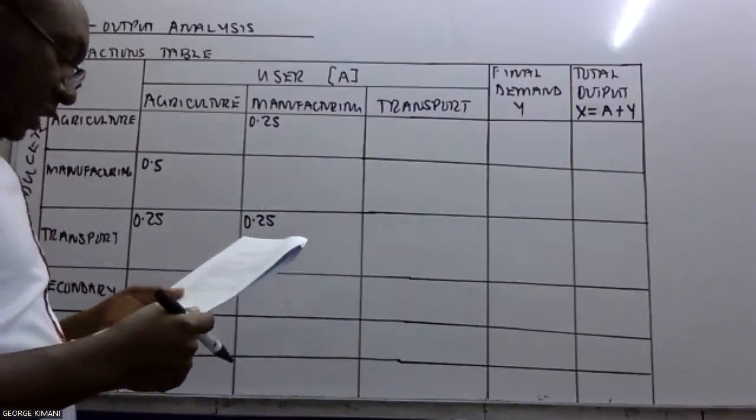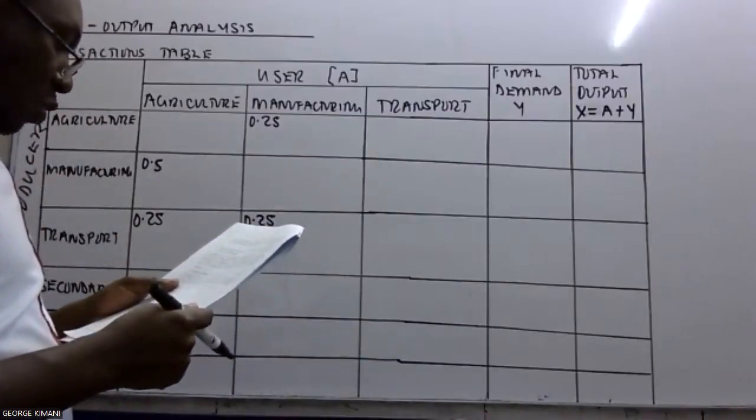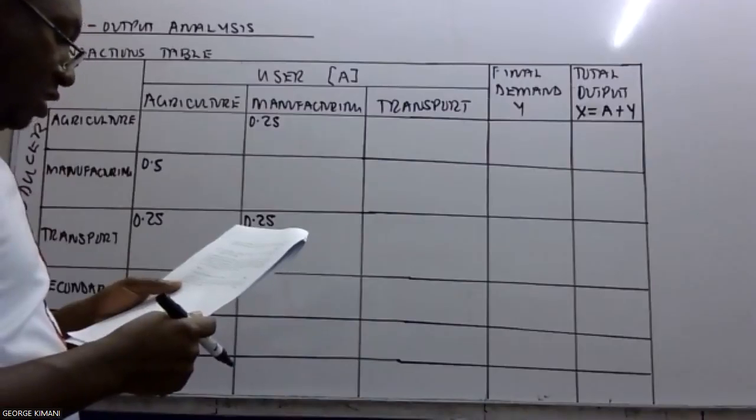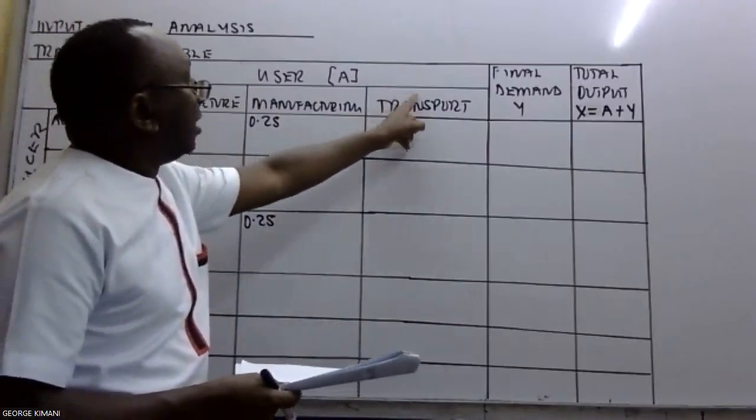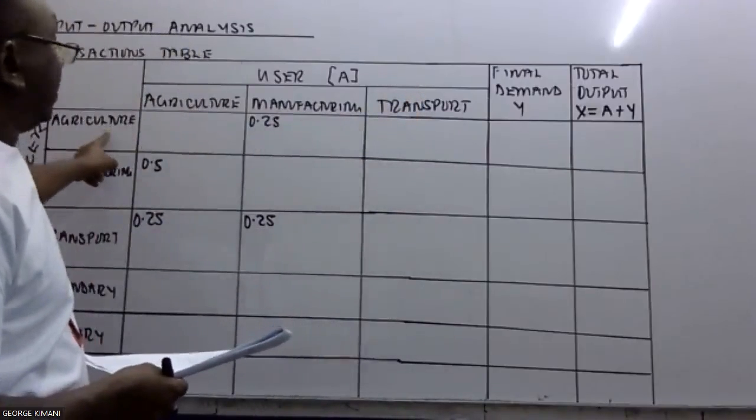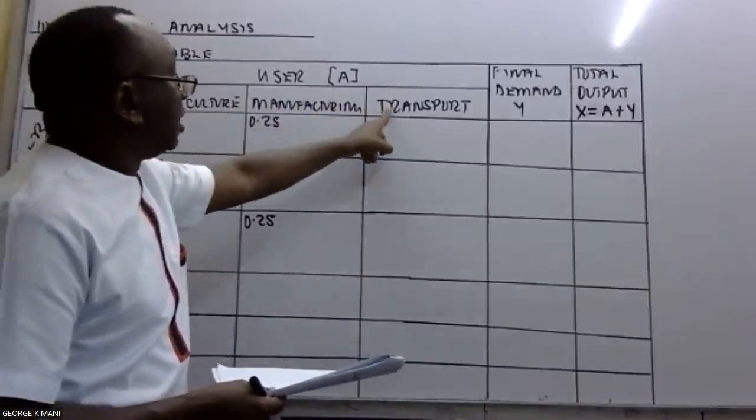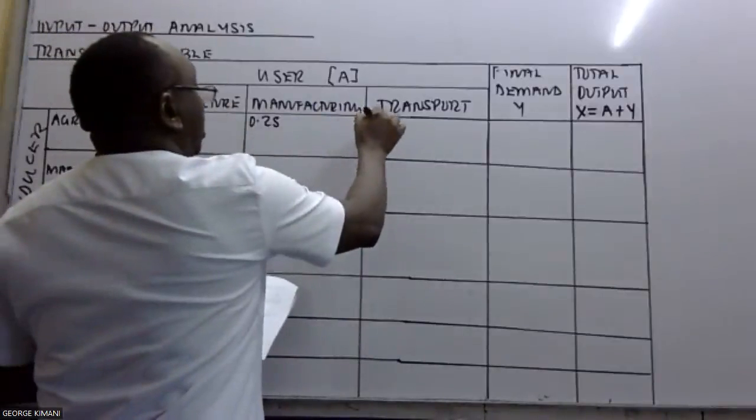The next statement says, and production of 1 unit of transport requires 0.33 units of agriculture. So the input to transport from agriculture is 0.33.